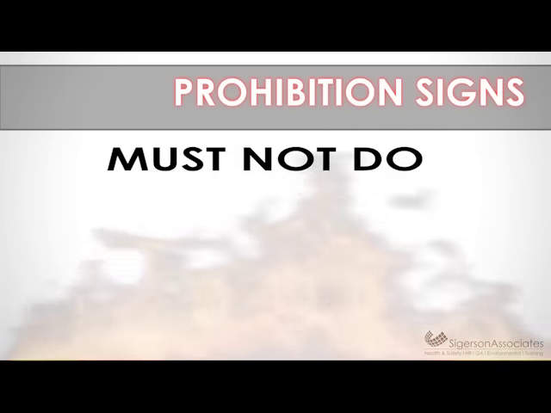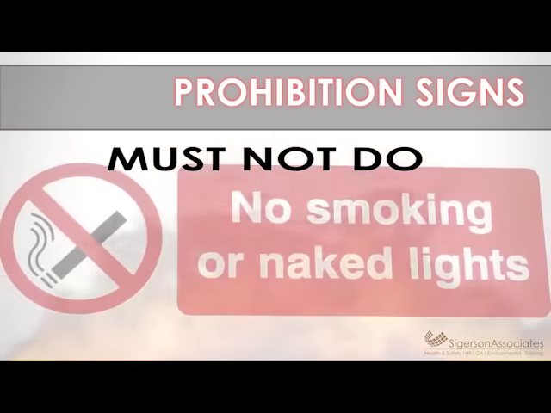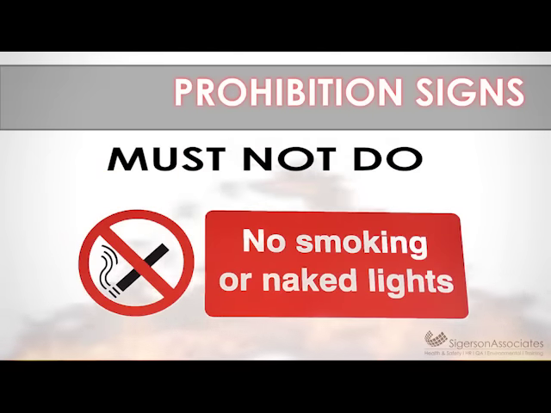Now let's think about fire safety signs and notices. You need to familiarise yourself with the following types of signs. The prohibition sign. This means you must not do. For example, no smoking. Such signs are displayed on a white background with a red circle and a black image with a red line going through the middle.